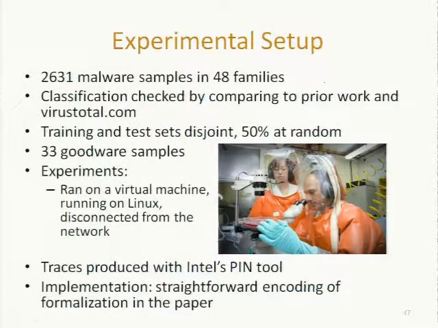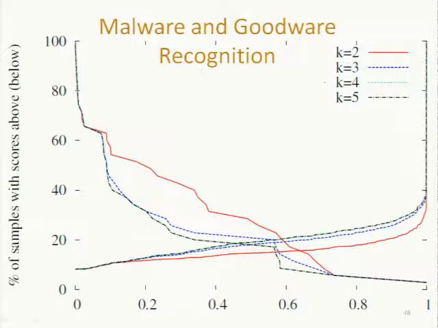And then we did experiments on a pretty large set of malware, grouped in something like 48 families. And we also used some goodware samples to compute the false positive rate. So I'm going to skip this. And so these are the results.